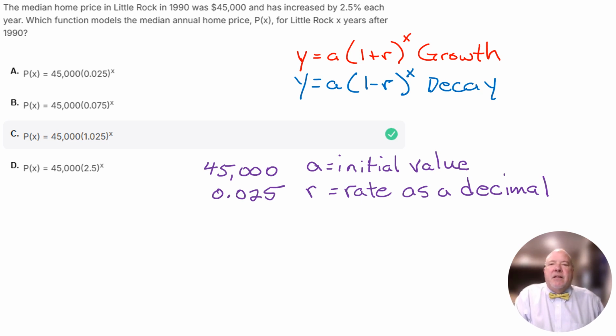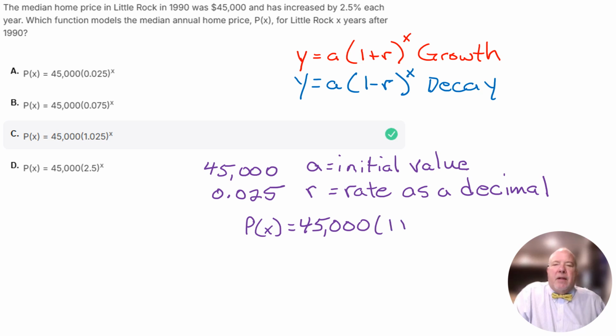So if I plug those in to the equation for growth that we talked about, and we'll use P of X instead of Y. So here we go, P of X equals the initial value, which is 45,000, and it's growth, so it's 1 plus the rate. And for the rate, again, we're going to use 0.025. And we got that by dividing the 2.5% by 100. And so there's what our answer looks like, and that corresponds with answer C.